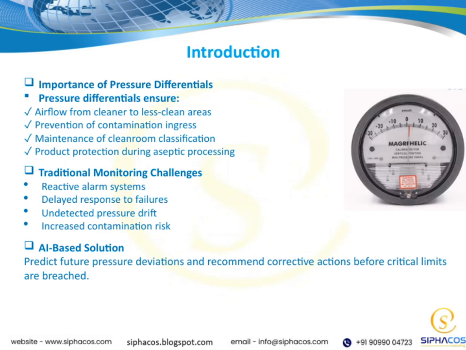They keep air moving from cleaner areas to less clean ones, stopping contamination from sneaking in. This helps maintain the strict standards of cleanrooms and protects products during sensitive processes. But traditional monitoring has its limits. Alarms only react after something goes wrong, responses can be slow, and small pressure shifts might go unnoticed, raising contamination risks. That's where AI steps in. It predicts pressure changes ahead of time and suggests fixes before problems escalate.